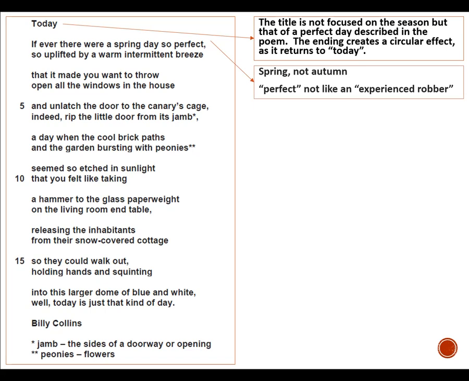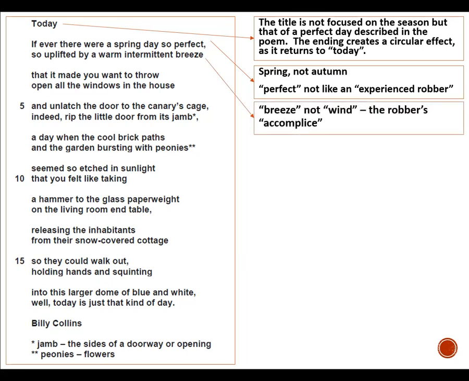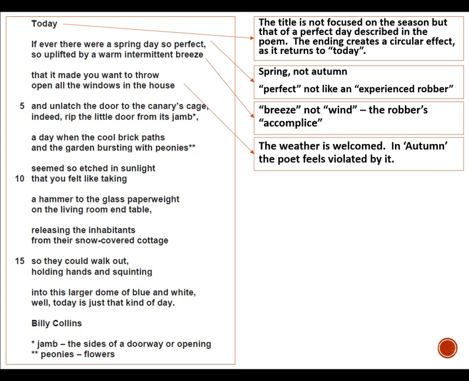We find out that it's spring. So when thinking of similarities and differences between the poems, we can already identify that the poets are referring to different seasons. It is also described as being perfect, which is a contrast to autumn, where the season is described more negatively as an experienced robber. Also, the speaker refers to a breeze, unlike autumn, where a far more aggressive wind is described. We also see how the weather is welcomed, but in autumn we sense that the speaker feels violated.